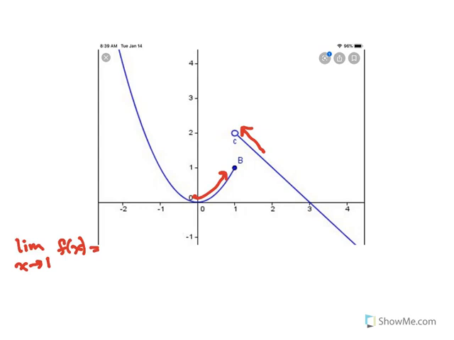No. So a limit is what we're looking for is one finite y value that matches up from the left and the right. If it doesn't match, we say it does not exist.